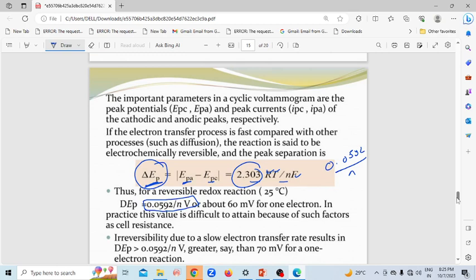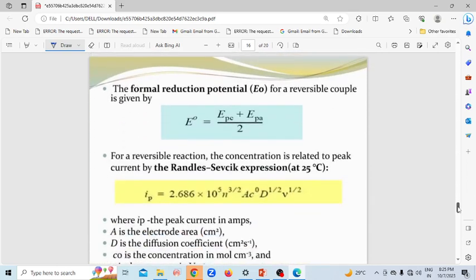It is about 60 millivolts. If it is about 60 millivolts, then you can say the reaction is reversible. You can also calculate E0, which is EPC plus EPA divided by two, the average of these two potentials.